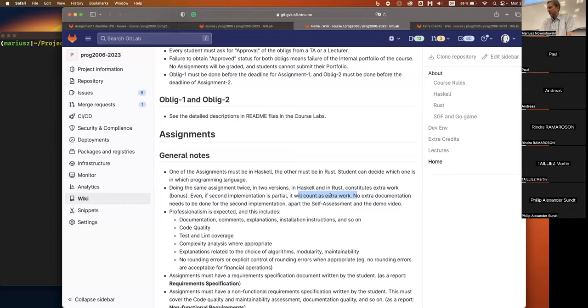You can get decent mileage out of doing only one assignment in one language, because we're covering all the concepts and all the things in the labs and so on. So it's not a big deal. Again, it's negotiable. If you don't like it or if you want this to be changed, you can tell me.